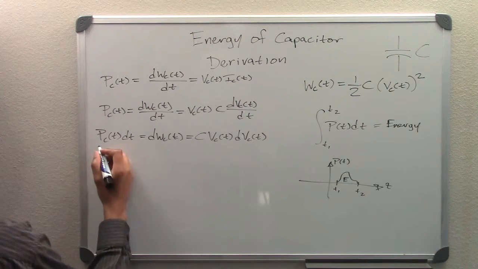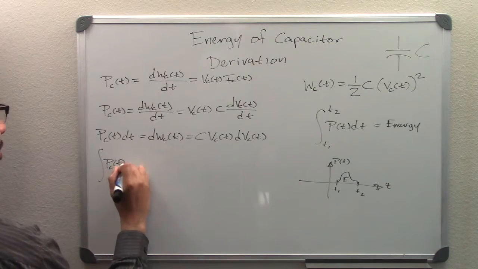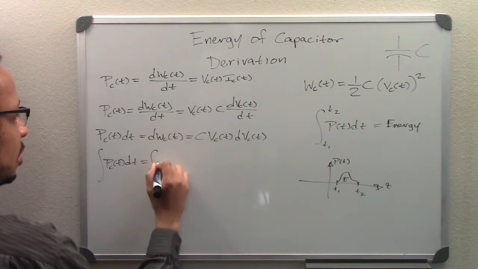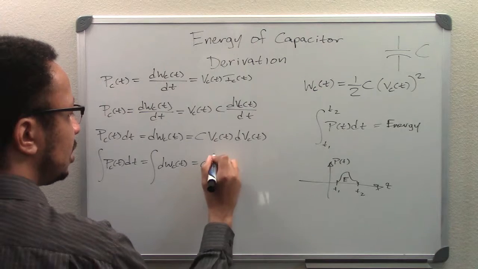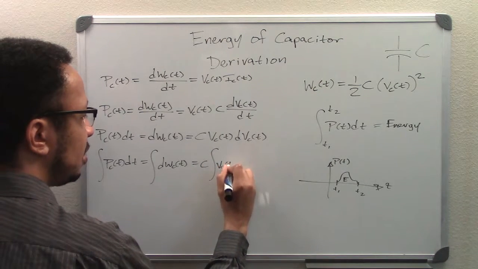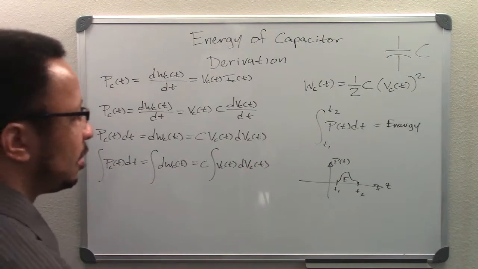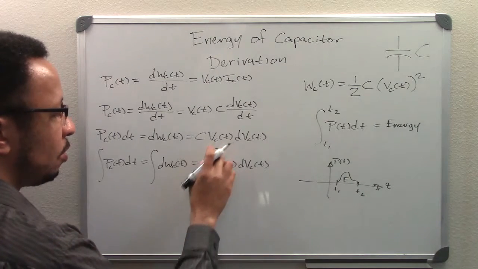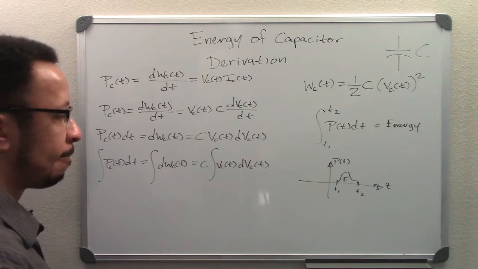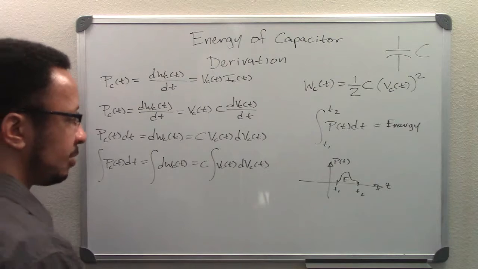So next we'll set up our integration: the integral of Pc of t dt, the integral of dWc of t, equals C times the integral of Vc of t dVc of t. Now for our integration limits, I will use some very basic substitution, so that once we apply it and evaluate it, we want it to be in terms of the variables that we have here. So we're going to use some substitution.